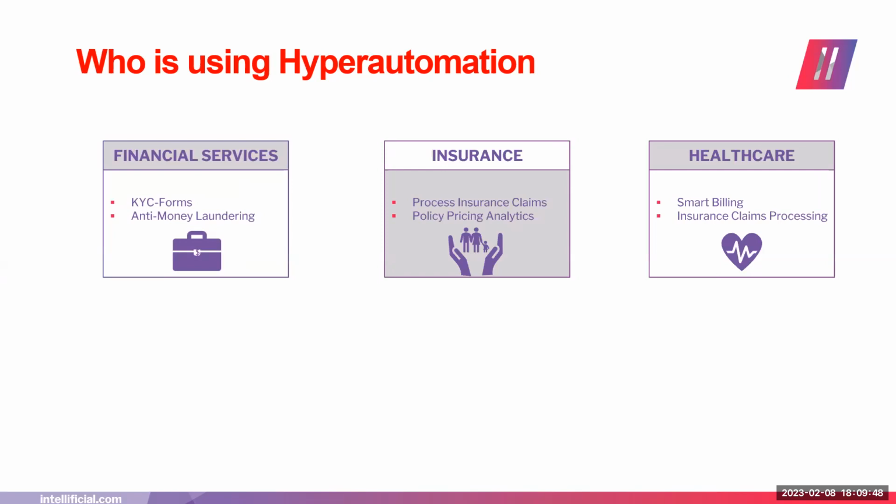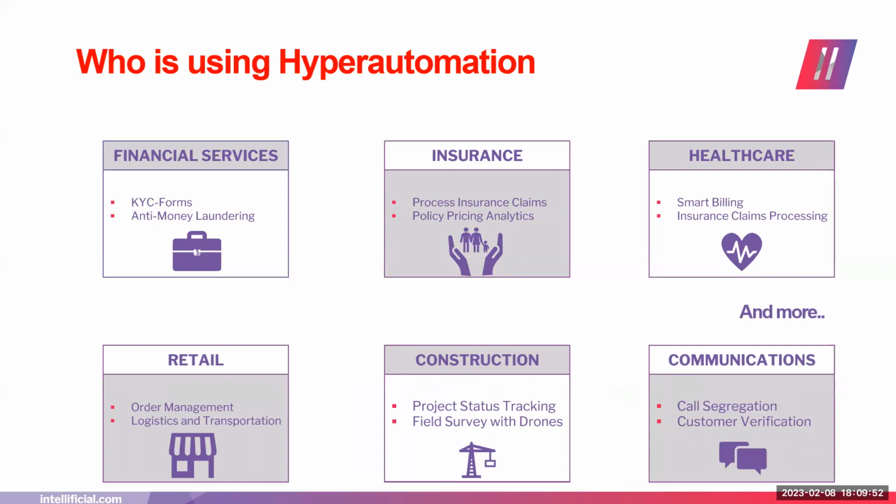There are a lot of sectors like financial services, insurance, healthcare, retail, construction, and communication that use hyperautomation for various case studies and use cases. Like KYC forms, anti-money laundering, call segregation, customer verification, smart billing, processing insurance claims, all those things. You can take a snap if you want, if you're from a relevant domain. There are a lot of other domains also, but I've just used these top 6 domains where hyperautomation is currently being used.